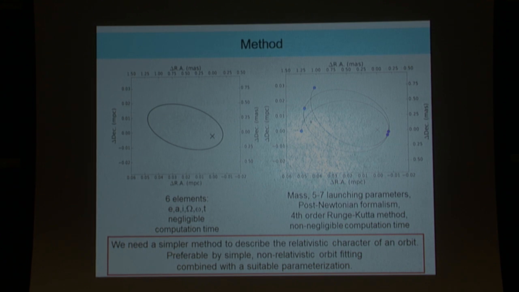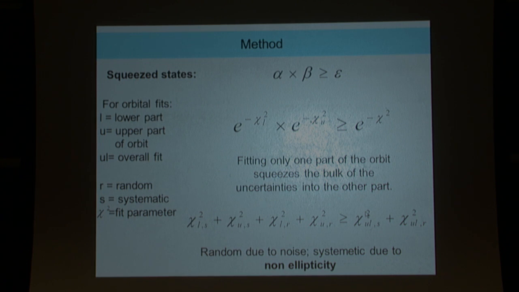And we need to find a simpler method to describe the relativistic character of an orbit, preferably by simple non-relativistic orbit fitting, because that's quick, combined with suitable parameterization. To do that, we introduced the method of squeeze states. That is, you have the product of 2 quantities which are limited by a small number, epsilon here. And if you choose alpha and beta as your fitting or your goodness parameters, like e to the minus chi square, then you can write it like this in the second line.